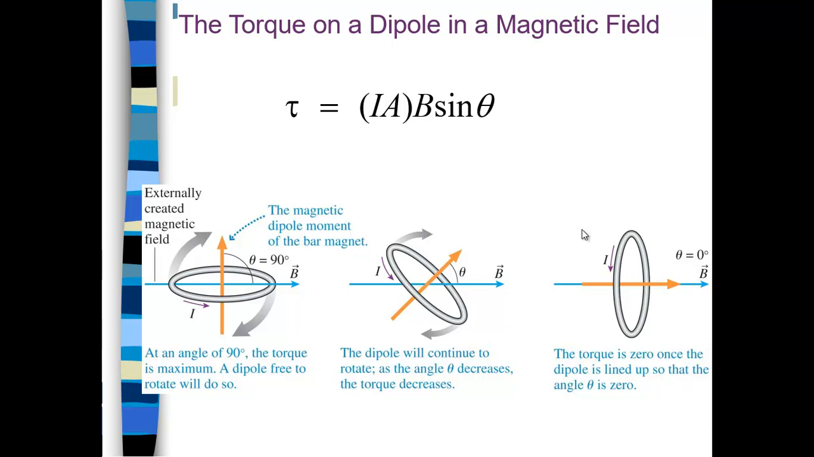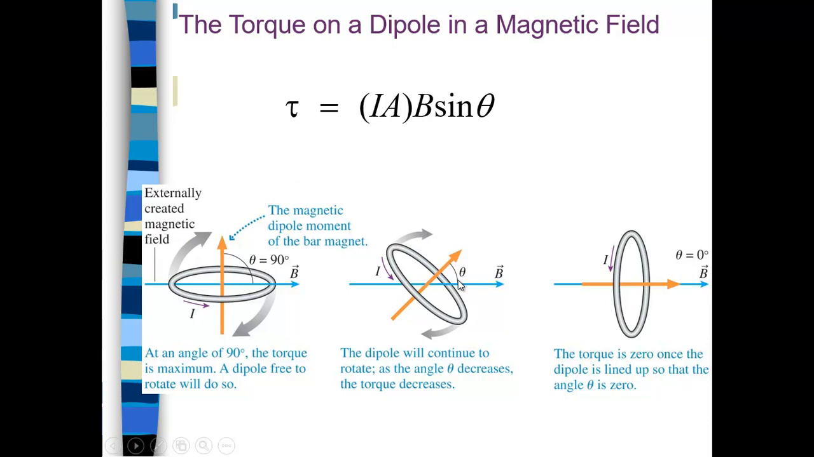So if I have an externally created magnetic field here, and I have a current loop and it's facing up, then at this point, the axis of the loop is 90 degrees offset from the direction of the magnetic field. So sine theta would equal 1. Okay, so you would start to see rotation here in the clockwise direction because your torque would be maximum.